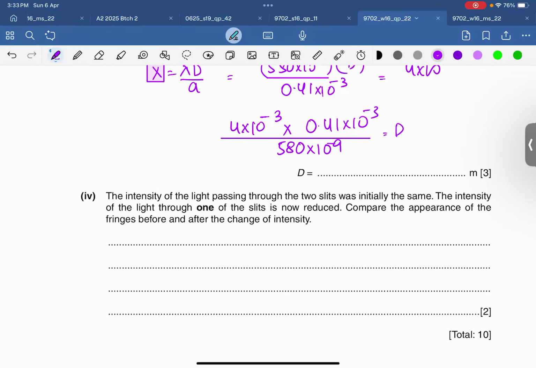Will the separation remain the same, or will it change? Will the brightness remain the same, or will it change? Or will the darkness remain the same, or will it change? Right? You have to tell these three things, right? So yes, what will you say?